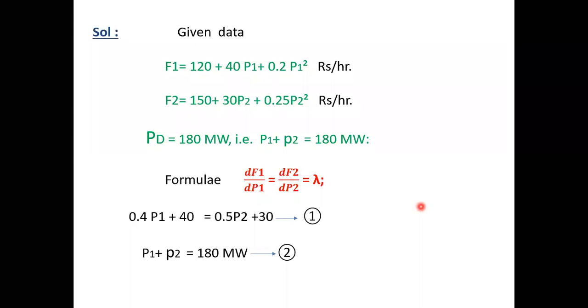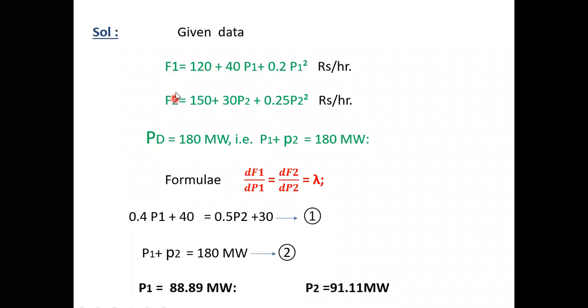So let's see the answers. P1 equals 88.89 megawatt. P2 equals 91.11 megawatt. So these two are nothing but the generation by P1 and P2. Then the next one is how we can find out F1 and F2. We need to substitute this P1 and P2 in F1 and F2. Then we will get F1 and F2.